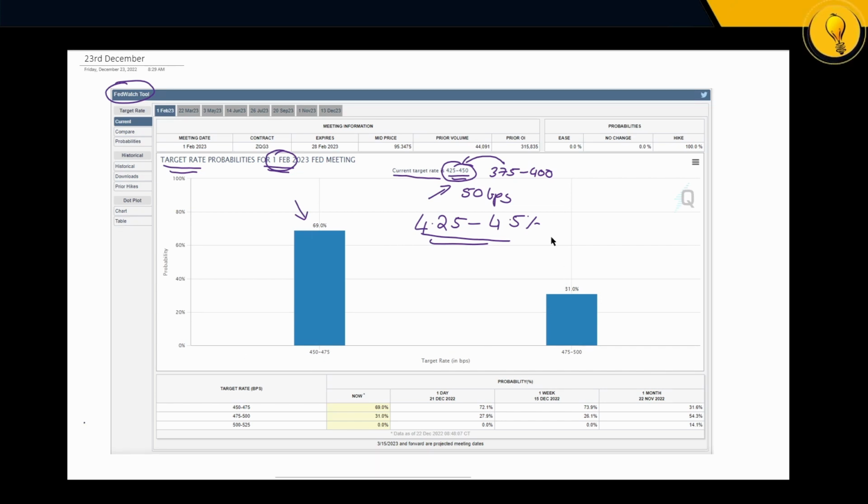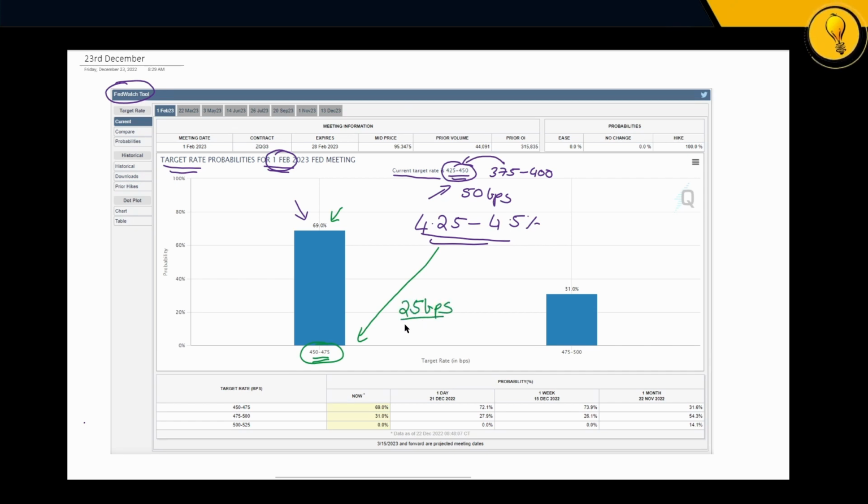If you look at this bar graph over here, what it's telling you is what the market thinks the probability of the next target rate is going to be. So at the moment, the market thinks that there's a 69% chance that the new target rate is going to be 450 to 475. Now that's really interesting. Why? Because if you take the current target rate and subtract it from this, you're going to see that that's an increase of only 25 basis points.